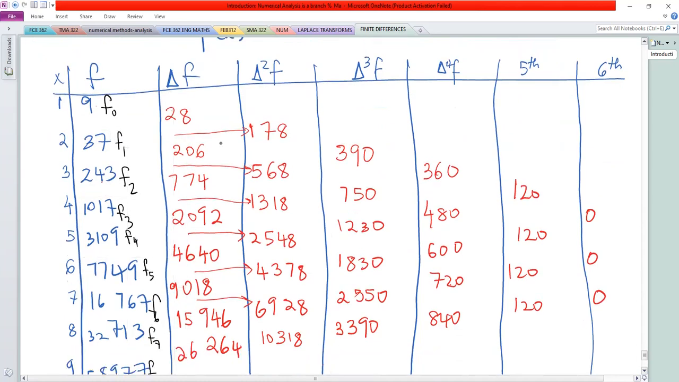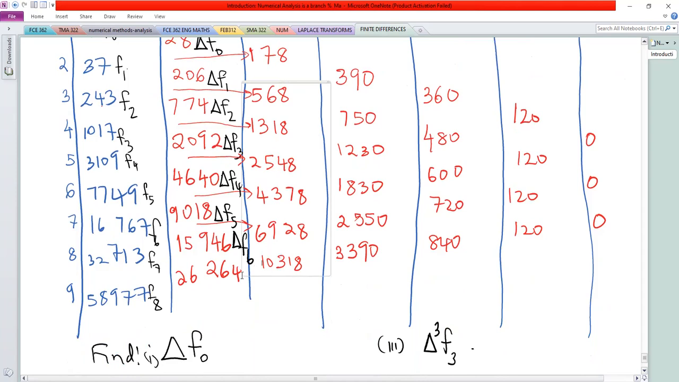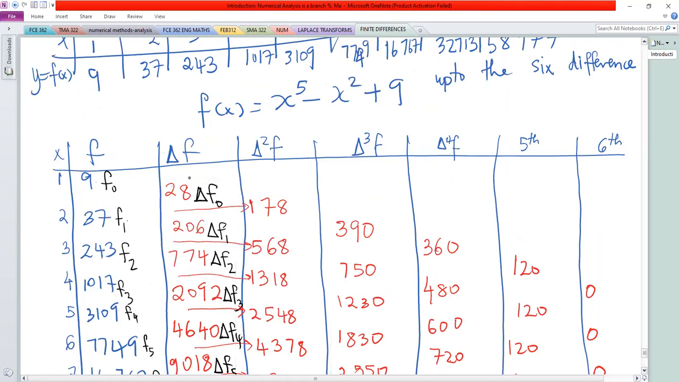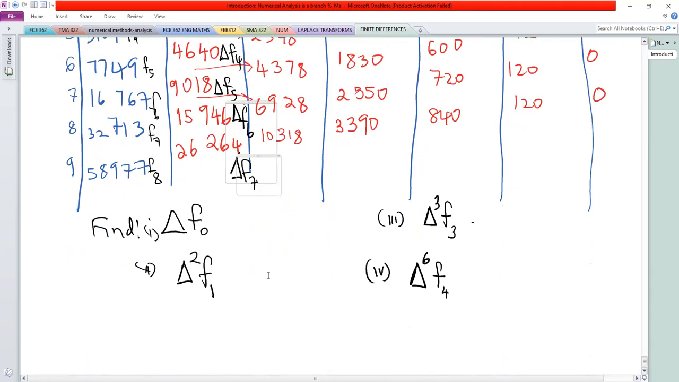So F1 minus F naught, this will give us forward difference of F naught. And then this one, F2 minus F1, this column is for the first difference. This will give us forward difference of F1. And this will be forward of F2, F3, F4, F5, F6, and then forward of F7. So when the question asks, find the forward difference of F naught, then just come to this column and we see forward of F naught is the value 28. So the answer in that given question will be 28.